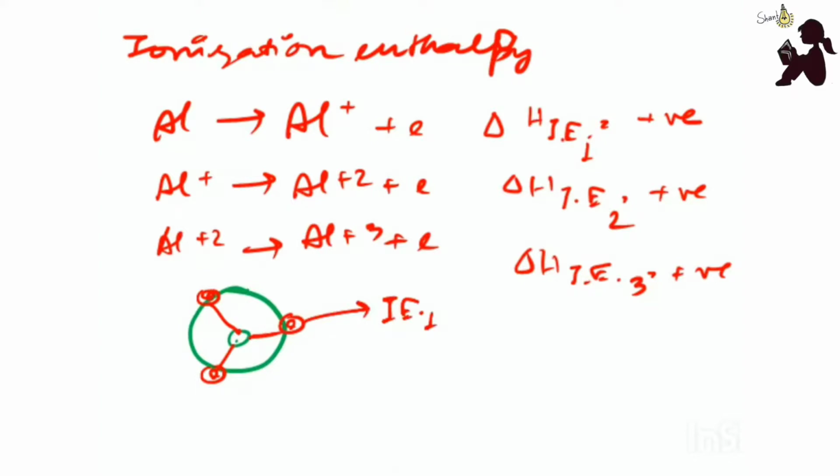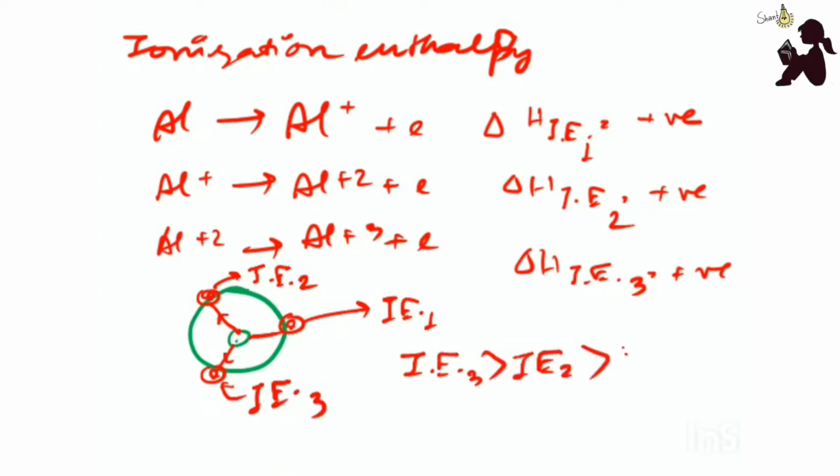But after this one is out, what will happen? The second and third will have more attraction now, because one has gone. So the nucleus will attract them more. To make any of them go out, it will need a higher value than IE1. And for the third, the nucleus never wants to lose it, so it will have the maximum value. So IE3 is greater than IE2, which is greater than IE1 for the same atom or element.